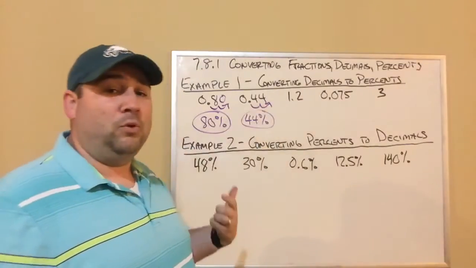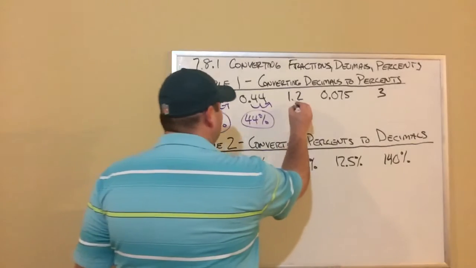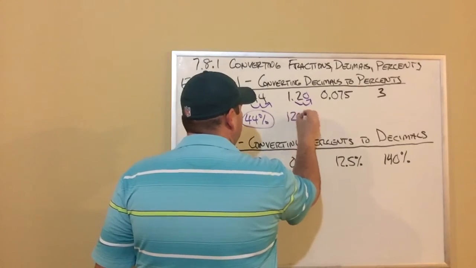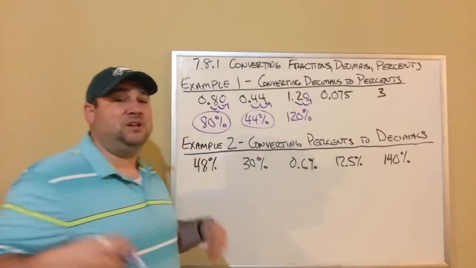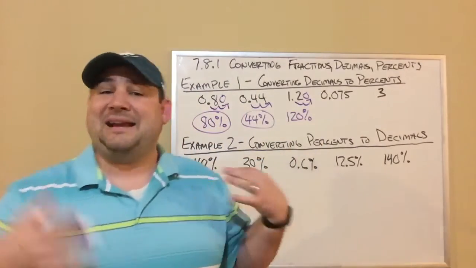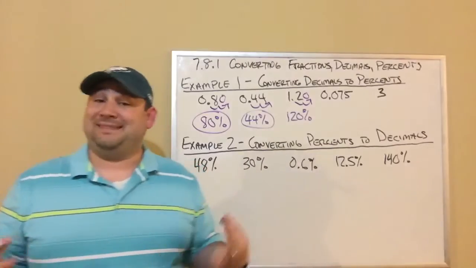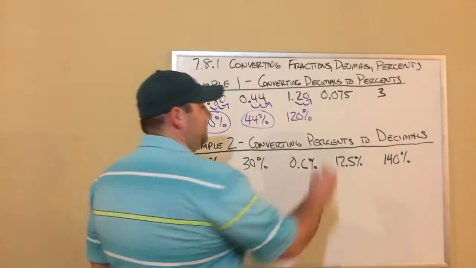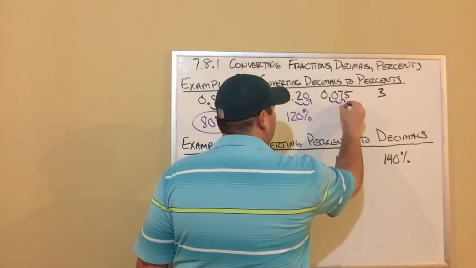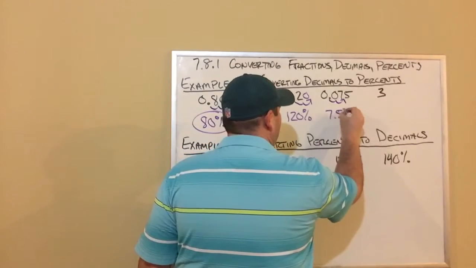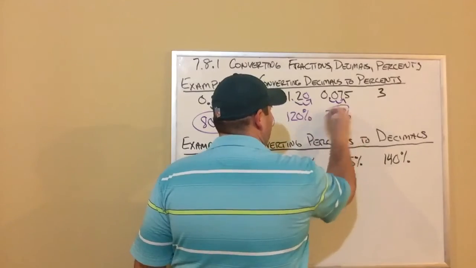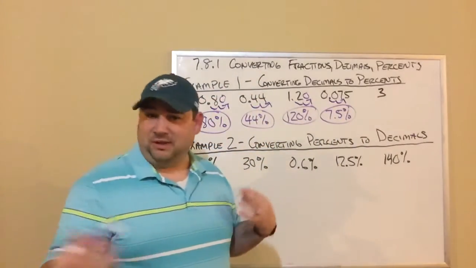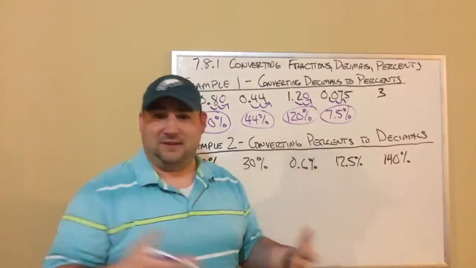So next we got 1.2. 1.2, we still move our decimal 2 places to the right, fill in the 0. We got 120%. A percentage can be over 100. Think if you got extra credit on something and got over 100%, that can happen. So then we got 0.075. Again, I'm moving my decimal 2 places. This is 7.5%. You can have a percentage with a decimal in it. That's fine. That's like halfway between 7% and 8%.